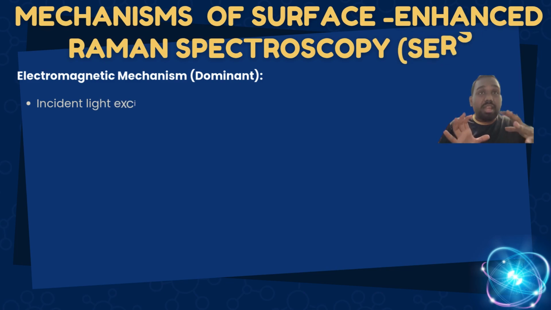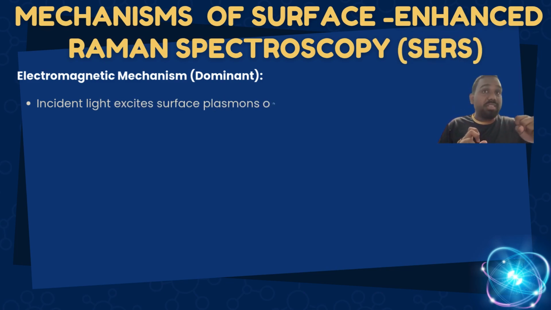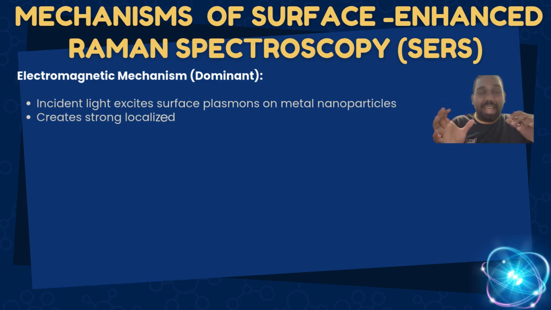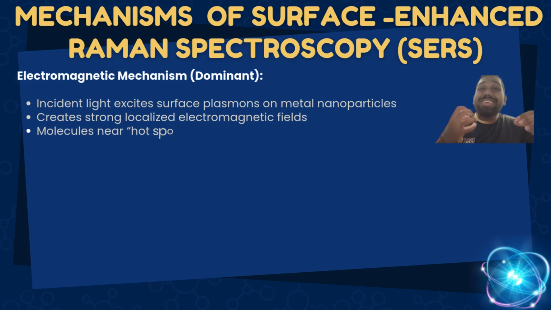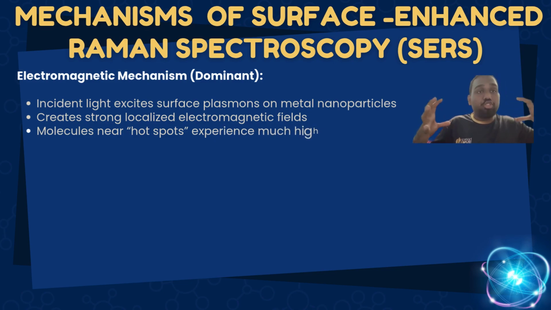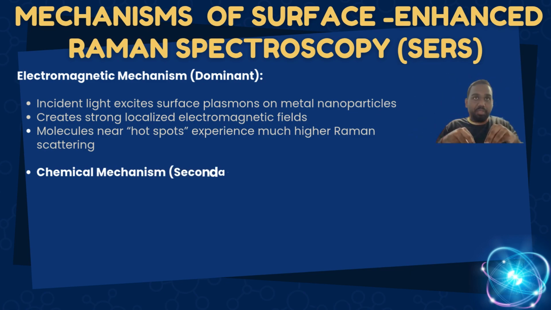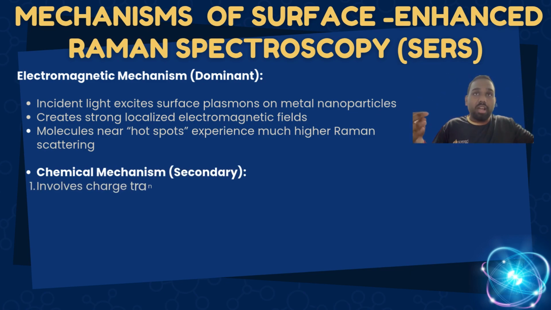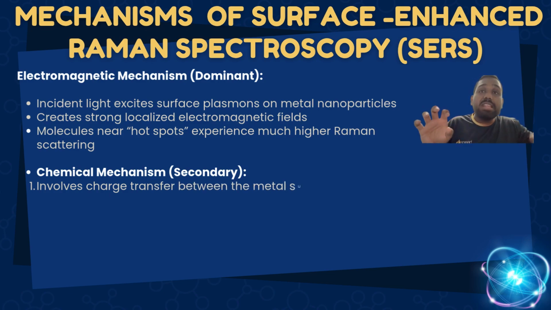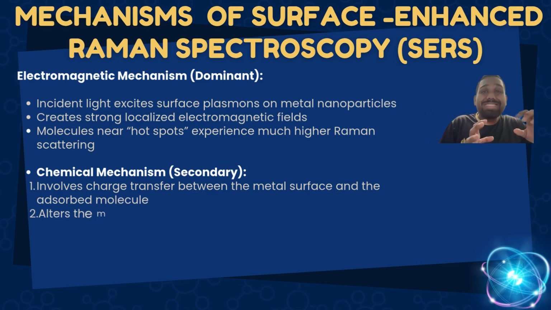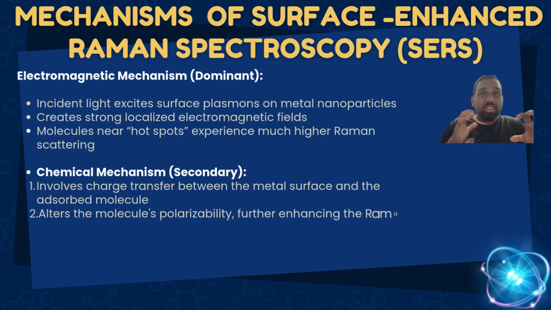First of all, the electromagnetic mechanism, which is one of the dominant mechanisms, where incident light excites the surface plasmons on metal nanoparticles, which creates this strong localized electromagnetic field. So these molecules that are near these hot spots, due to the excitation of these plasmons, experience a much higher Raman scattering.